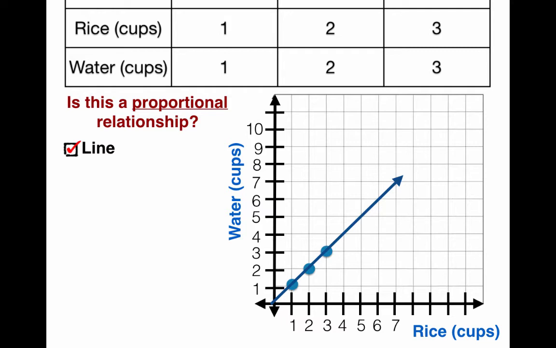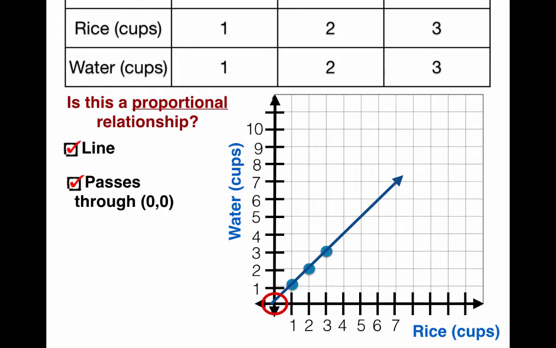Second thing we're looking for is, does the line pass through the origin? Does it go through 0, 0? And I'm circling 0, 0, and I'm noticing my line hits right at 0, 0, and yours should too. So check, passes through 0, 0.